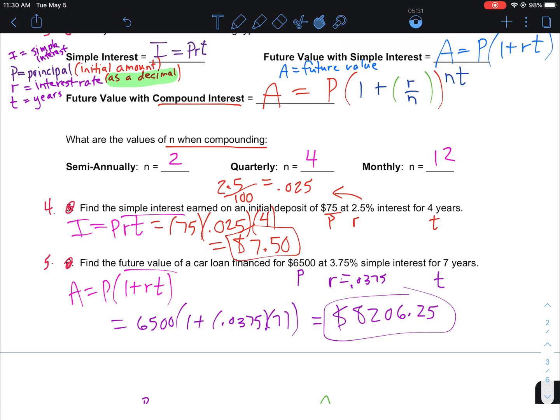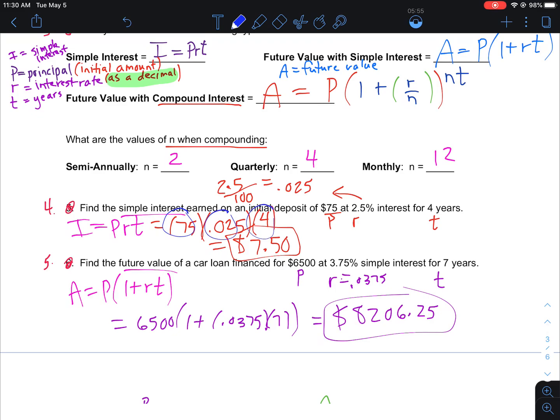But sometimes there's a trick, and that trick is sometimes you're looking for the future value. You're looking for A. Other times you're looking for the initial amount, which is like saying find the principal, and you'll have to work backwards in those. So let's take a look at these questions and see which ones are straightforward plugging in and others are working backwards. So for numbers 4 and 5, these are straightforward.